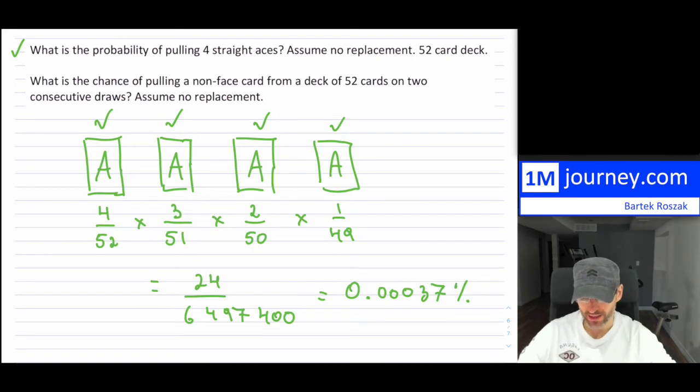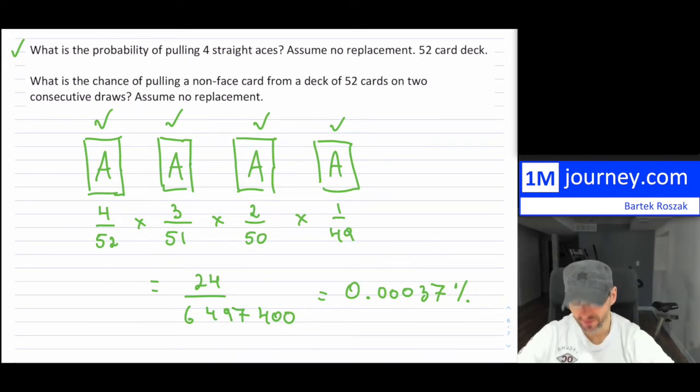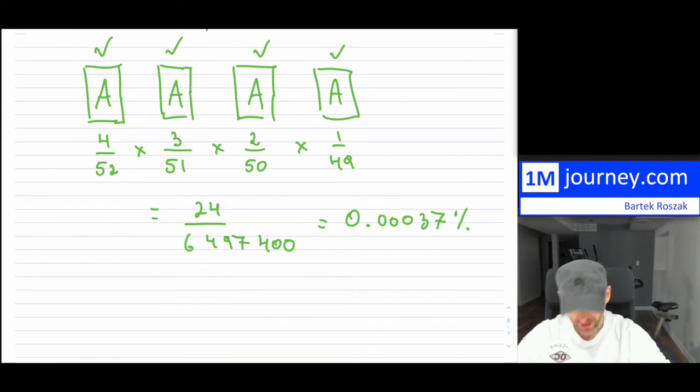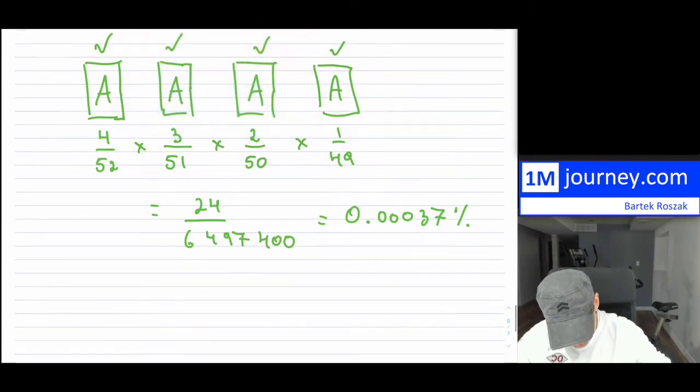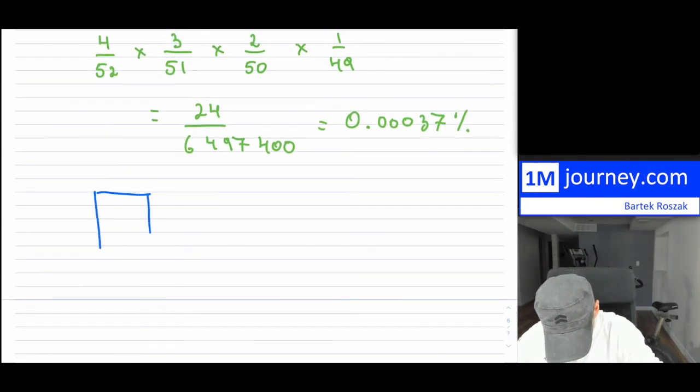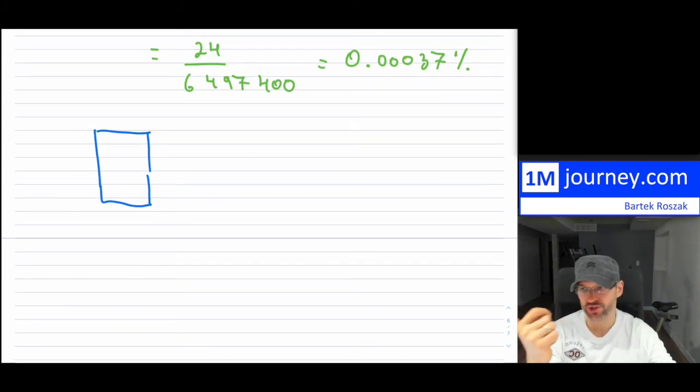Example number 2: what is the chance of pulling a non-face card from a deck of 52 cards on 2 consecutive draws? Assume no replacement. This is a similar problem, but we want a non-face card. The face cards are jacks, queens, and kings, and we have 4 of each. Luckily, this is only 2 consecutive draws.